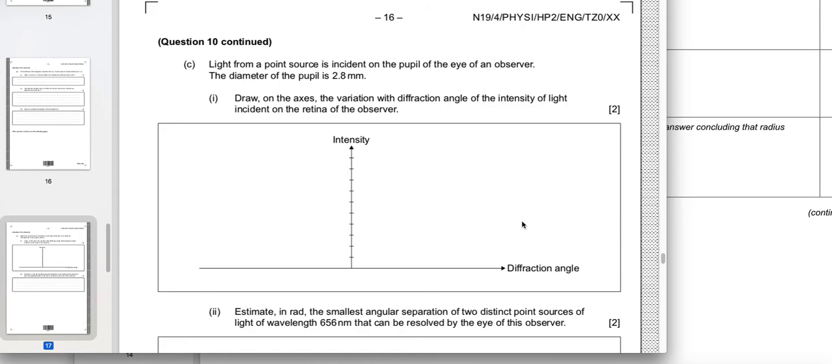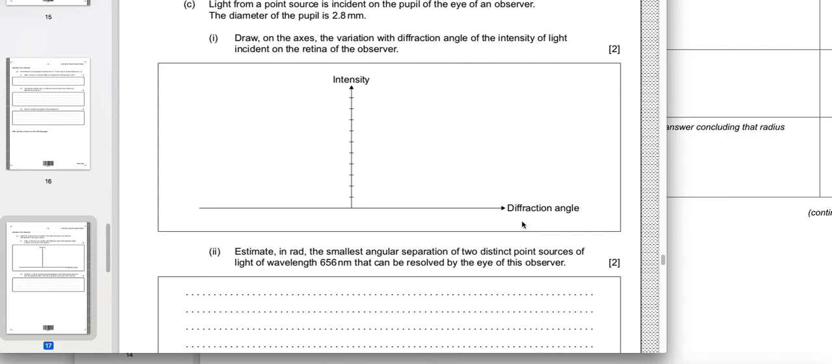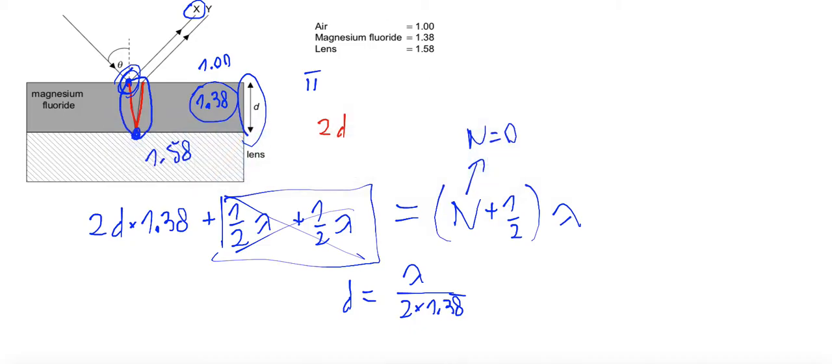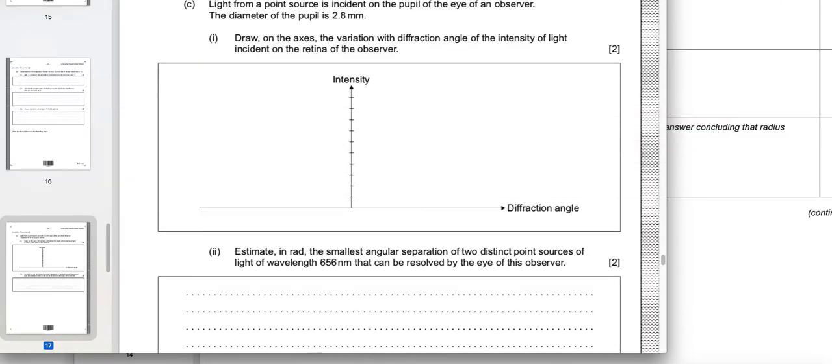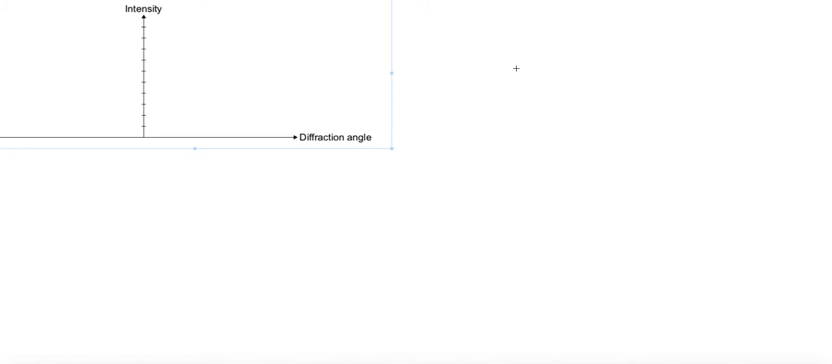Okay, light from a point source is incident on the pupil. The diameter of the pupil is 2.8 mm. Sketch the variation with diffraction angle of the intensity of light incident on the retina. Okay, this is a typical diffraction pattern, so nothing special. So let me copy this picture. Nothing special, a typical diffraction pattern, so you have to plot something like this.